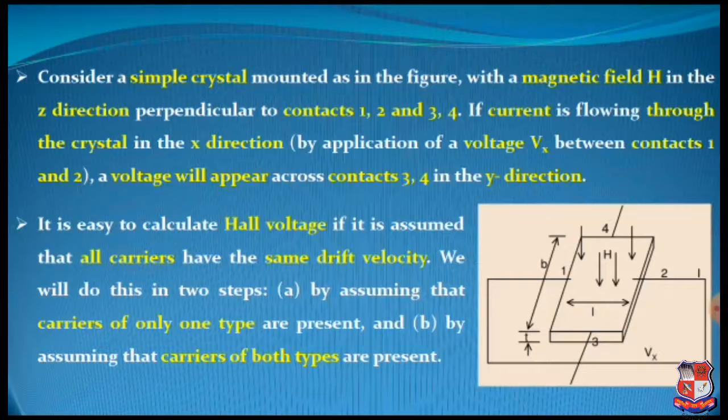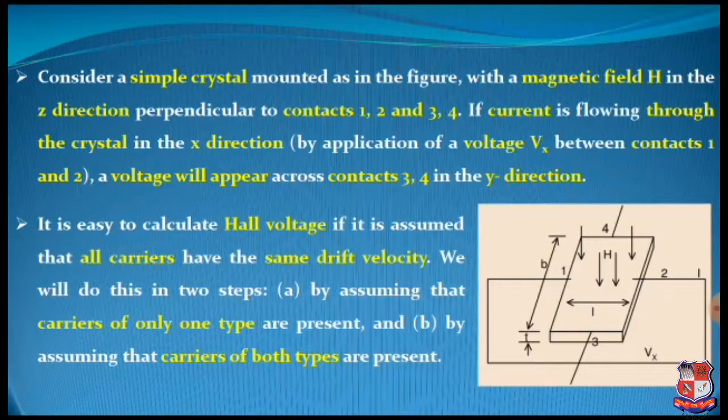Now the current is flowing through the crystal in the X direction, which stands for the current flow, by application of a voltage Vx between contacts 1 and 2. So contacts 1 and 2 will have the current flow. A voltage will appear across contacts 3 and 4 in the Y direction. So 3 and 4 will be the output voltage direction.